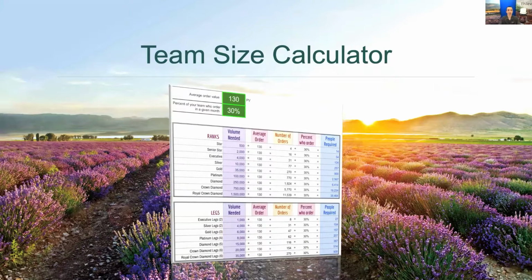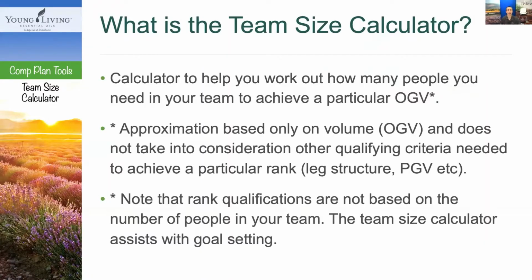Okay, let's now look at the team size calculator. You can see what it looks like on the screen there. We're going to look at that in a lot more detail, how to use it. So what is the team size calculator? Well, the team size calculator helps you to work out approximately how many people you would need in your organization to be able to achieve a particular sales volume, or what we refer to as OGV.